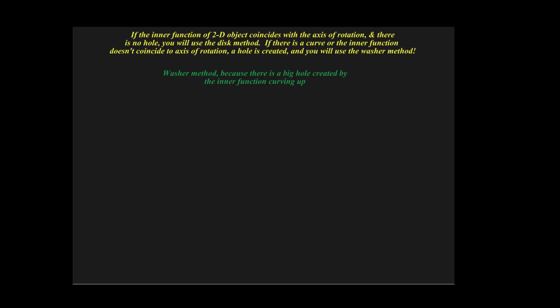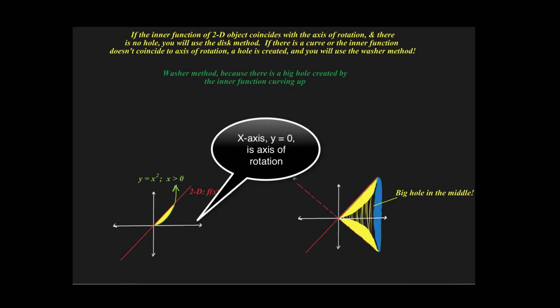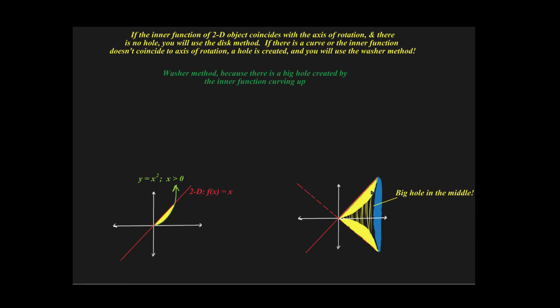What does that look like? Let's check it out. So we're going to have a 2D pair of functions, y equals x again, but now we're going to look at the positive half of the y equals x squared parabola. You can see there's a little shape right there that has an area two-dimensionally. Okay, so if we were to rotate that about the x-axis, we would see that we actually have a big gap in the middle. You can see that there's a big hole right here formed by the curve.